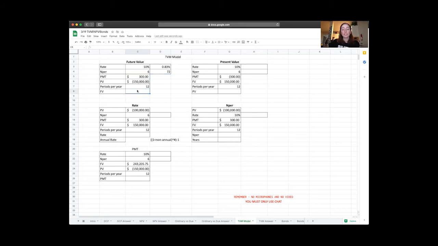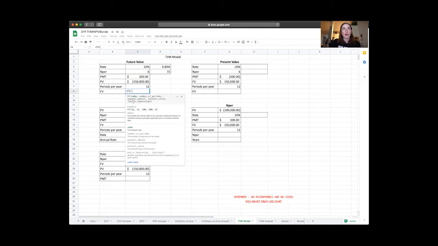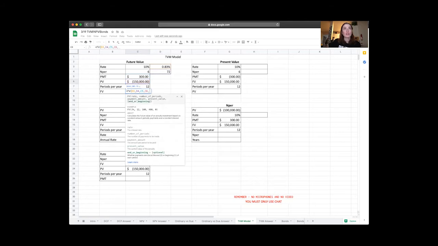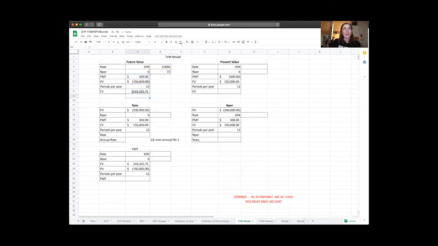So to solve future value, all you have to do is your FV. And again, remember it tells you everything to put in. So you have your rate, so click rate, and then your number of periods, your payment, your present value, and press enter. So you should end up with 243,205. So that is for future value.